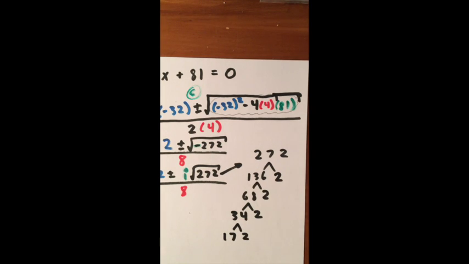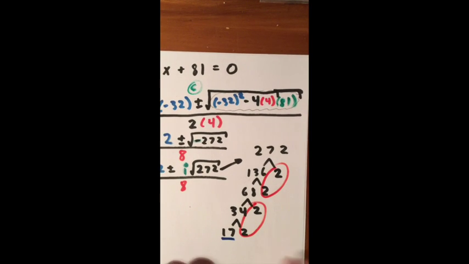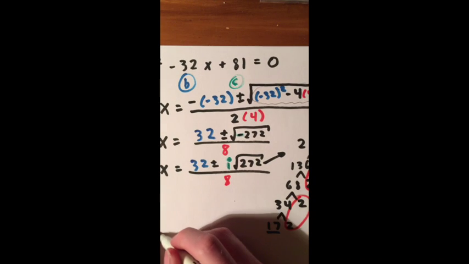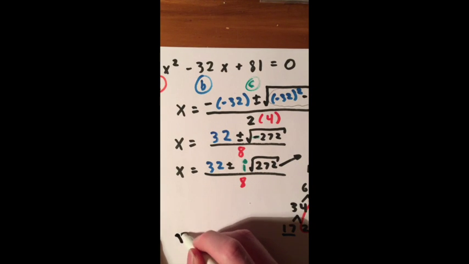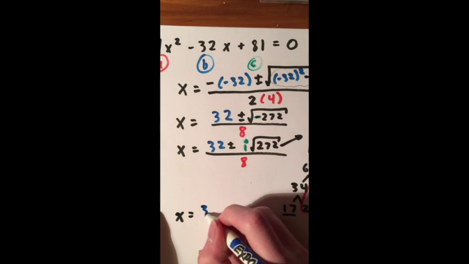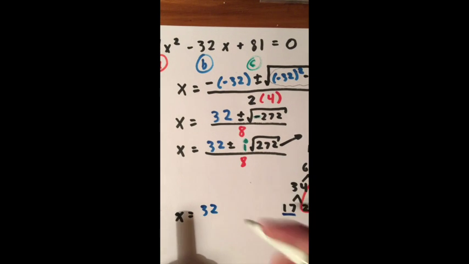So now we broke down this 272 as many ways as we can. Now I'm going to circle my pairs. Remember, pairs go on the outside, right, and singletons stay on the inside. They can't go out of the house on a date, sadly. So let's go ahead and write out what we got. x equals, there, I'm in frame now. x equals a positive 32, plus or minus an i. Don't forget that i.